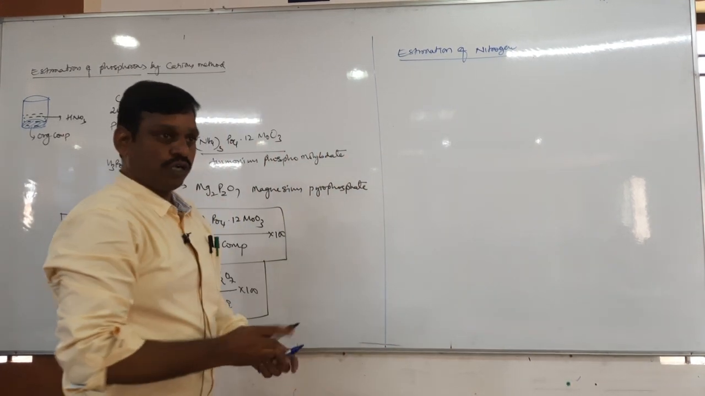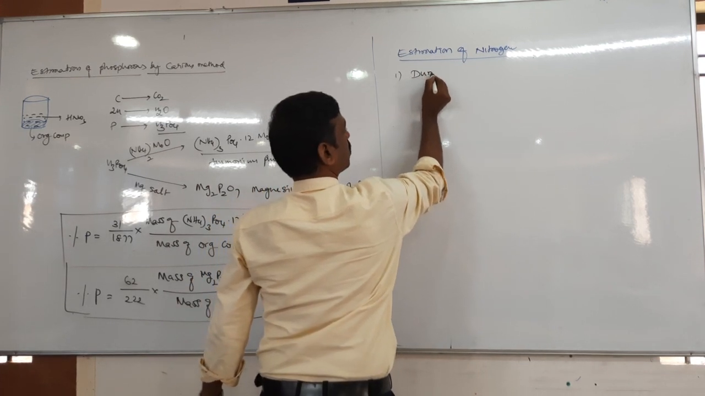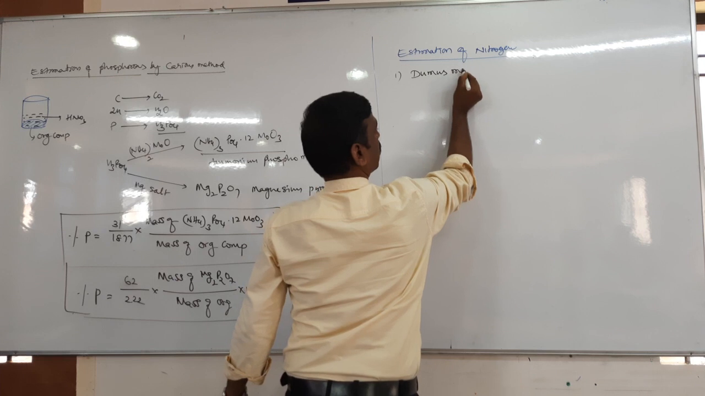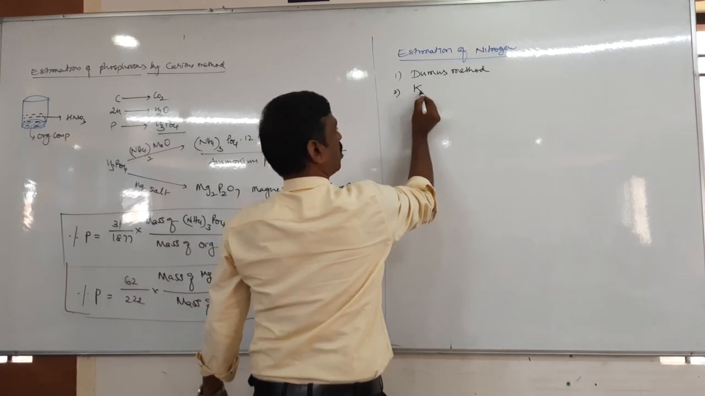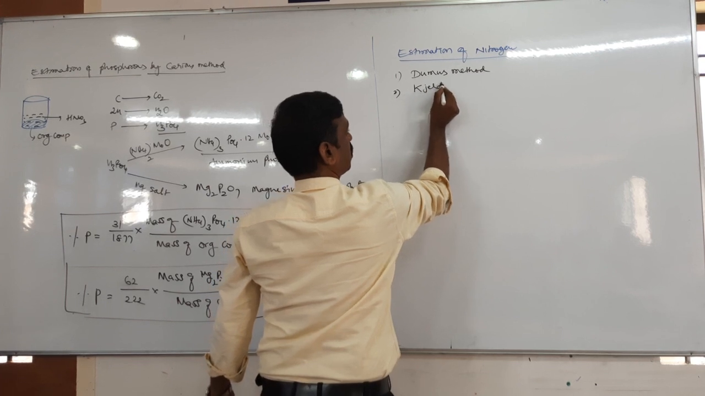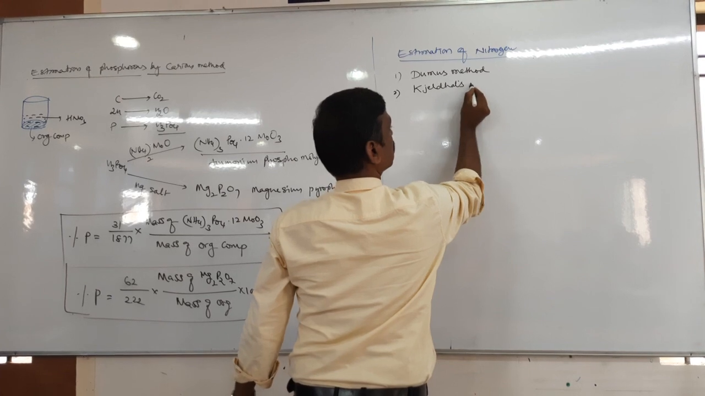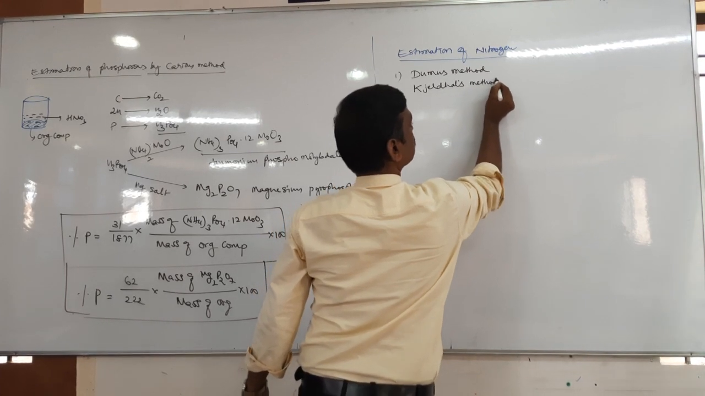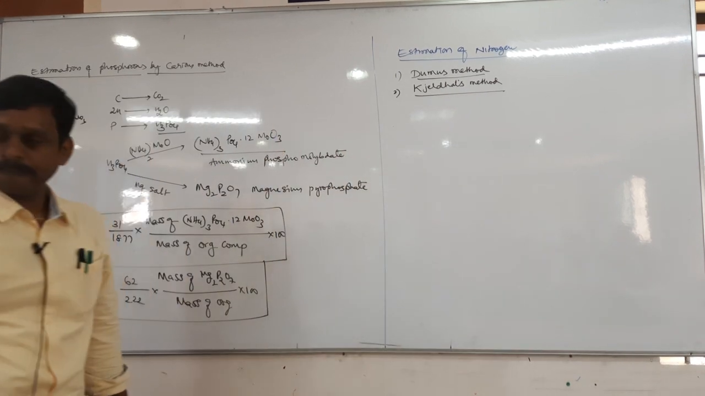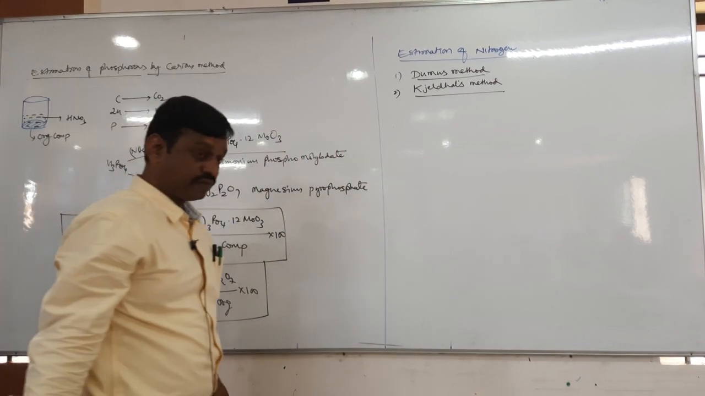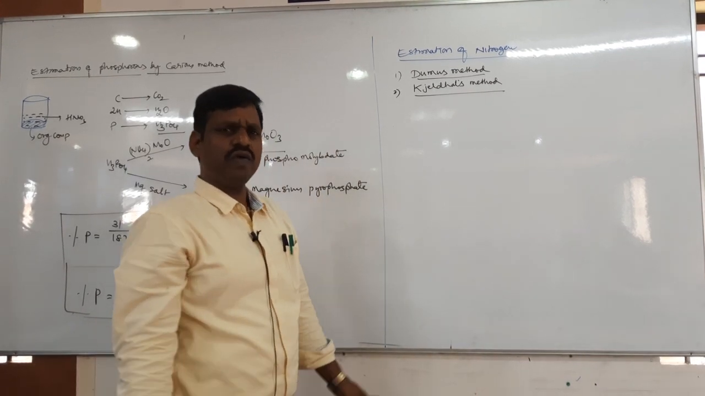So it is of two types, two methods: one Dumas method, two Kjeldahl method. Kjeldahl's method. Now see here, the basic difference is, now why two methods?